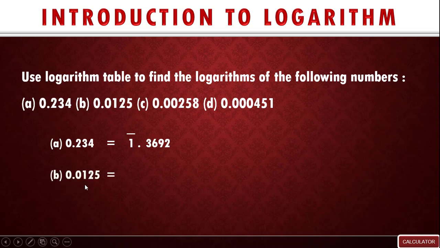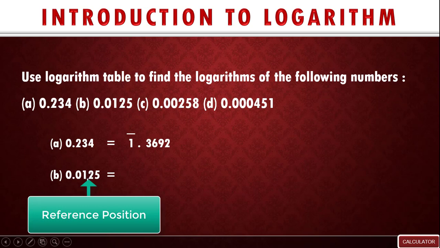Then let's look at example B. We are given 0.0125. Ask yourself the question: is this number less than 1 or greater than 1? Since it's starting with 0, you definitely know that this number is less than 1. In this scenario, determine your characteristic first, using our reference position. Our reference position will be after the first non-zero digit that we encounter in this number, and the first non-zero is this 1. So the reference position will be in between 1 and 2, here.